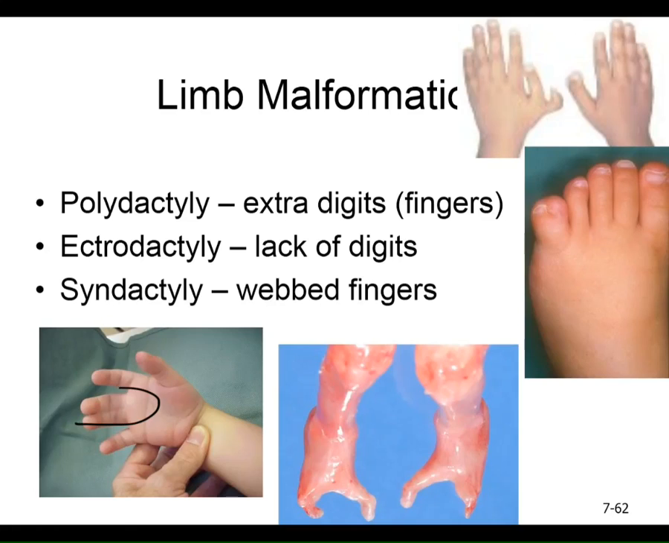So you can see here where the fingers are fused together. Now, what process did not occur properly during development if they have syndactyly? Apoptosis, right? The idea of programmed cell death.